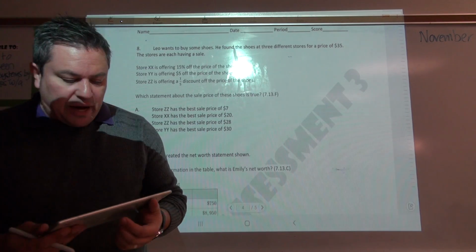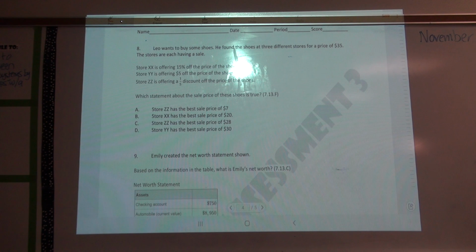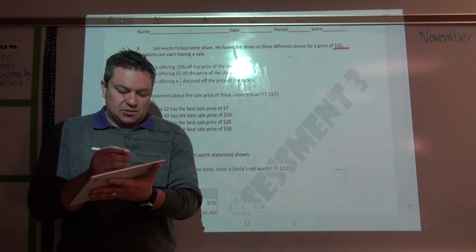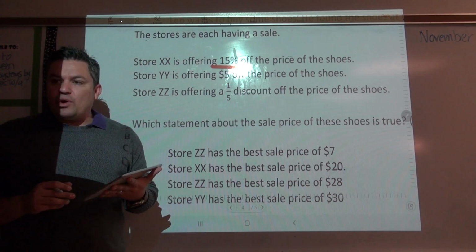It says Leo wants to buy some shoes, and he found the same shoes at different stores. Now the price for the shoes was $35, but each store had a different sale. So they had a markdown. This problem is about markdown and making the best purchasing decision. So the first store, store X, is offering 15% off the price of the shoes.